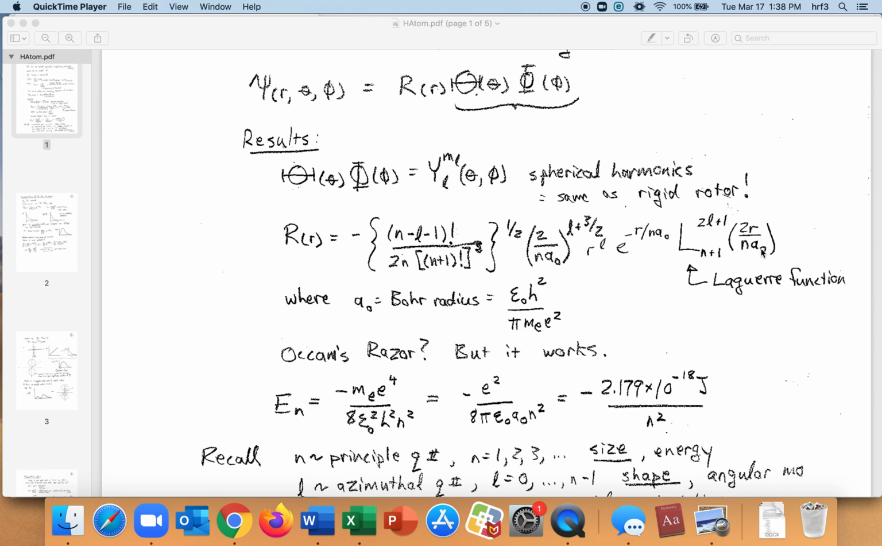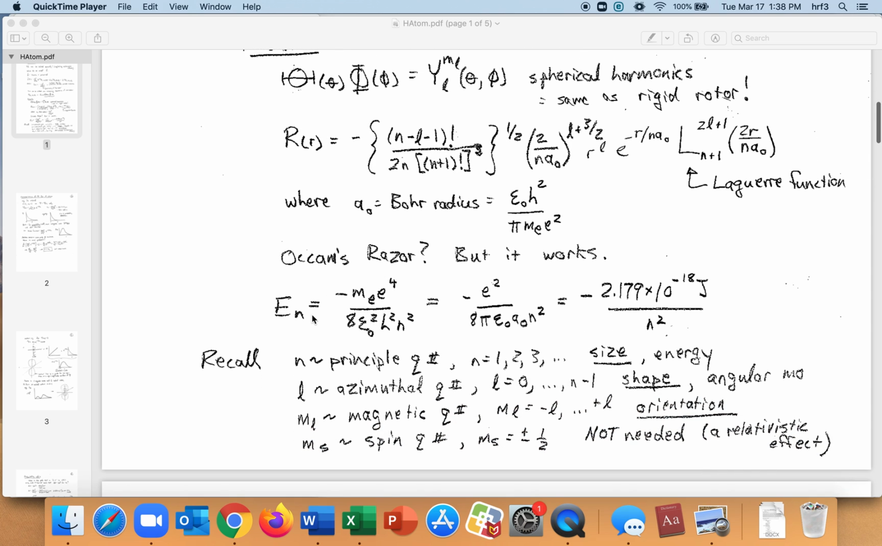Constant A naught is called the Bohr radius, and that in and of itself is a collection of constants. Here you have the permittivity, Planck's constant squared, pi, mass of an electron, the charge of the electron squared. Anyway, Occam's razor question mark. It's strange that it's so complicated, but it does work. And the eigenvalues pop out. The eigenvalues only depend on n, not L or m sub L. And I'll talk a little bit more about that. But you have this whole collection of constants, or it's also equal to this whole collection of constants, as it turns out.